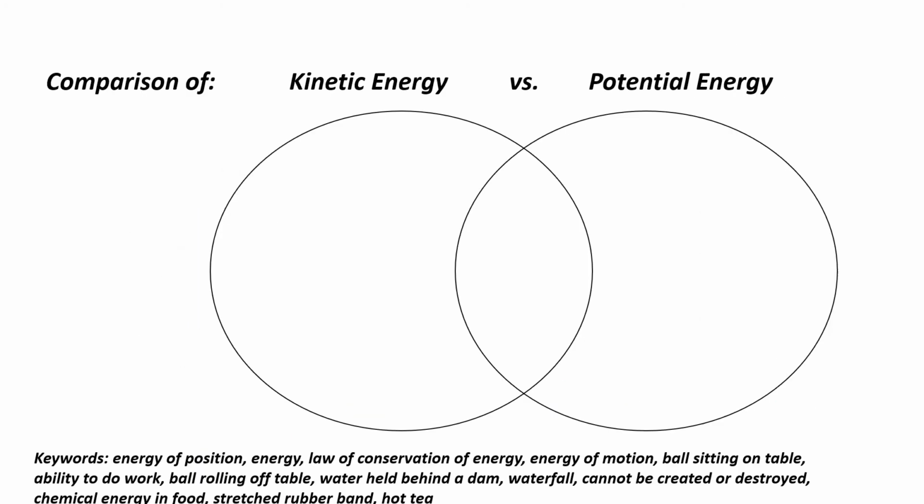Okay, so Venn diagram. Take a moment, okay, and pause this if you need more time, but figure out basically where all these different keywords kind of fit in. So energy of position, energy, law of conservation of energy, energy of motion, ball sitting on a table, ability to do work, ball rolling off table, water being held behind a dam, a waterfall, the general phrase cannot be created or destroyed, chemical change, chemical energy in food, stretched rubber band, hot tea. So think about whether these things have kinetic energy or potential energy or both.